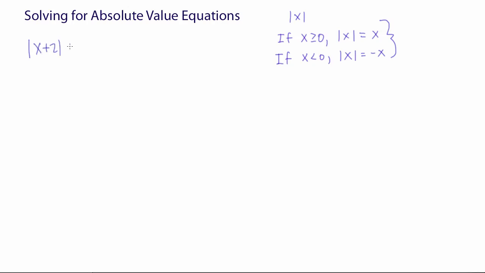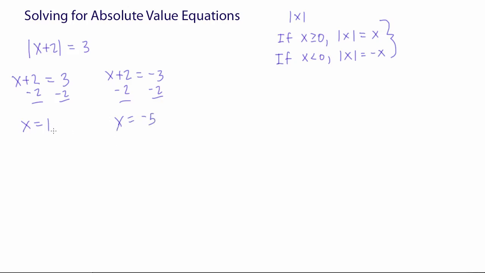So |x + 2| = 3. And the way we do this is we're going to write x + 2, get rid of the brackets, equals 3. So that's our positive equation. And then we're going to write x + 2, again we get rid of the brackets, equals negative 3. That'll be our negative equation. And then we're going to solve for x.